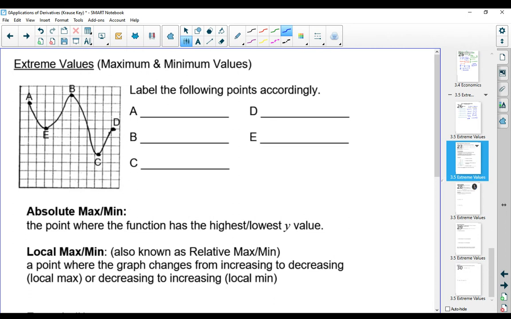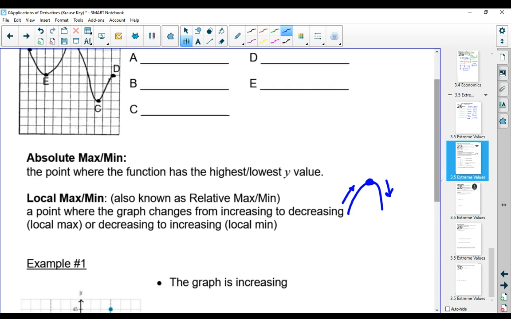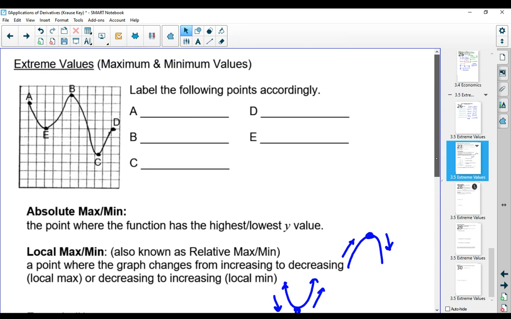So if the graph is changing from increasing to decreasing, then we would have a local maximum. So the graph is increasing, then the graph is decreasing. Or if the graph is going from decreasing to increasing, then we would have a local minimum. So decreasing and then increasing. So with that in mind, we're going to go back to the diagram up here and take a look at where our absolute and local maxes and mins are.